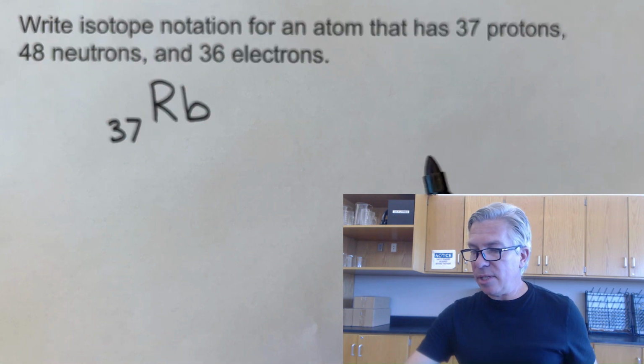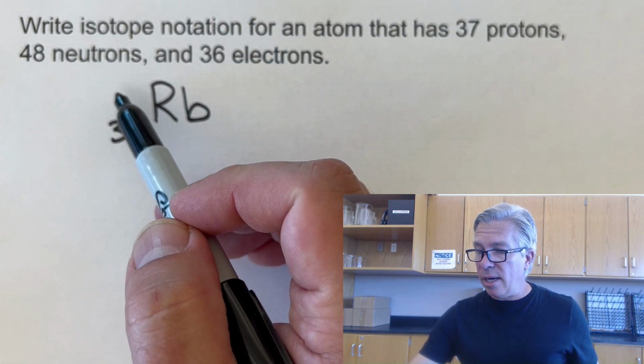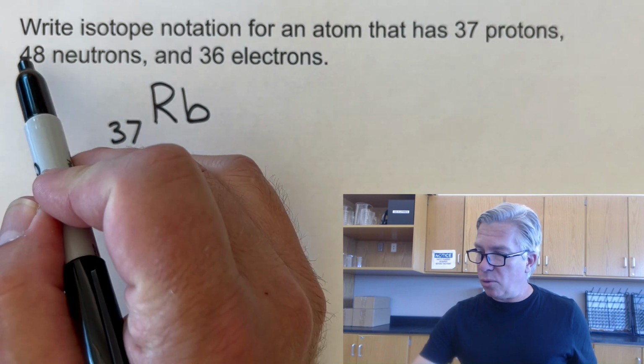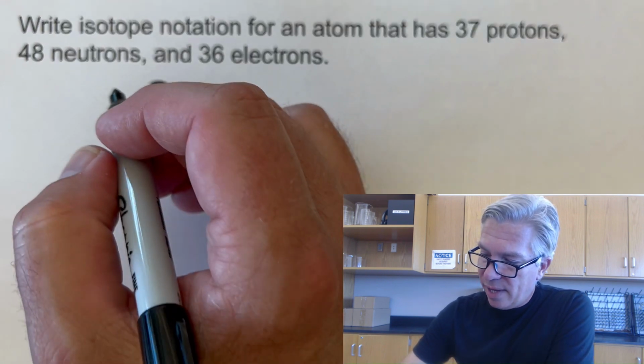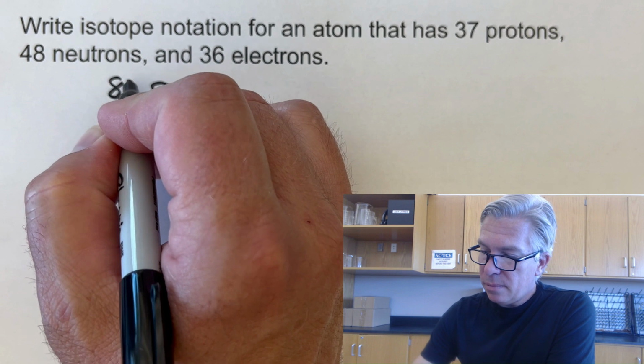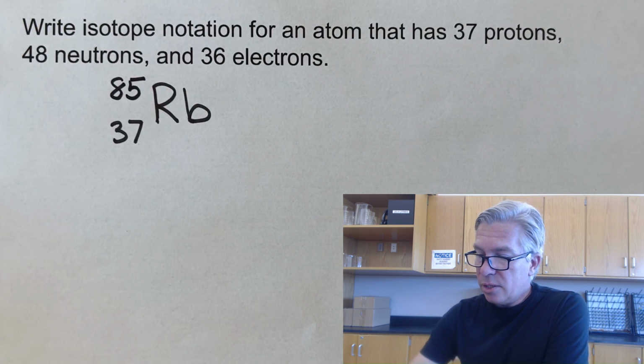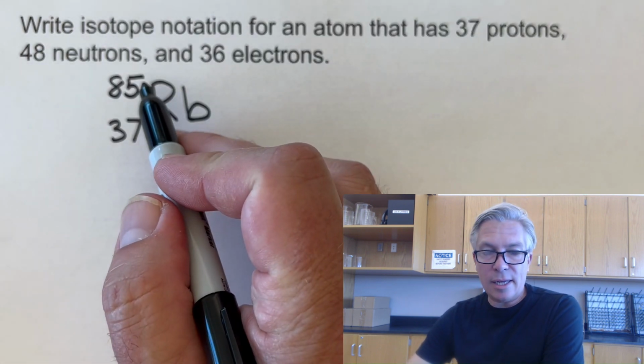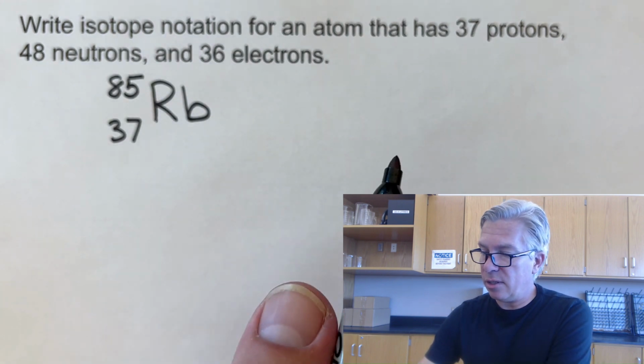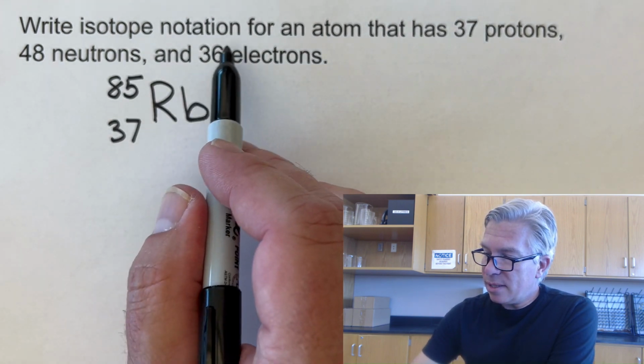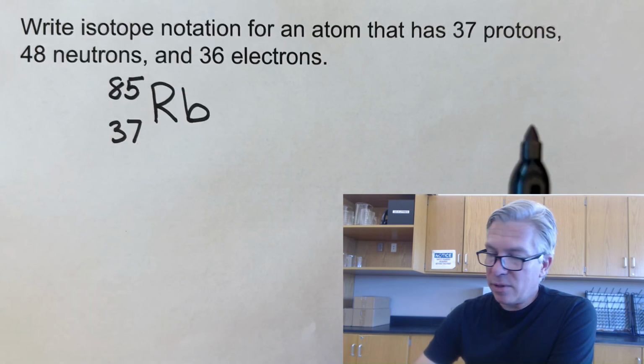And just like last time, to get the top number, the mass number, I need to add up 37 plus 48, which gives me a total of 85. And that should be the top number. So again, if you need more review on where to get that number, you can also watch the previous videos as well. But what to do with this weird number of electrons here?